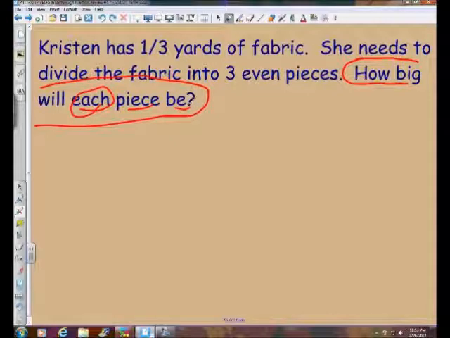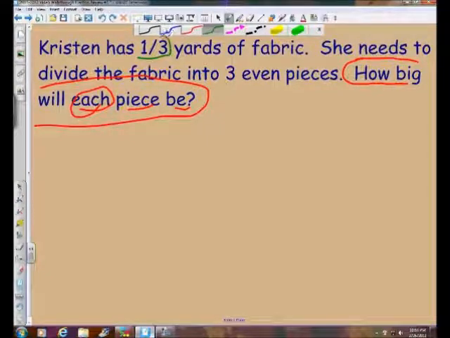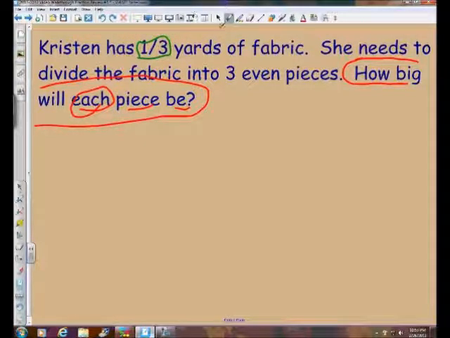And we'll jump back up to the first sentence and start looking at clues. Kristen has 1/3 yards of fabric. So she's got 1/3 yards of fabric. She needs to divide. Oh, look at that. Divide. That sounds pretty important. That sounds like a big clue for you. Divide the fabric into 3 even pieces.